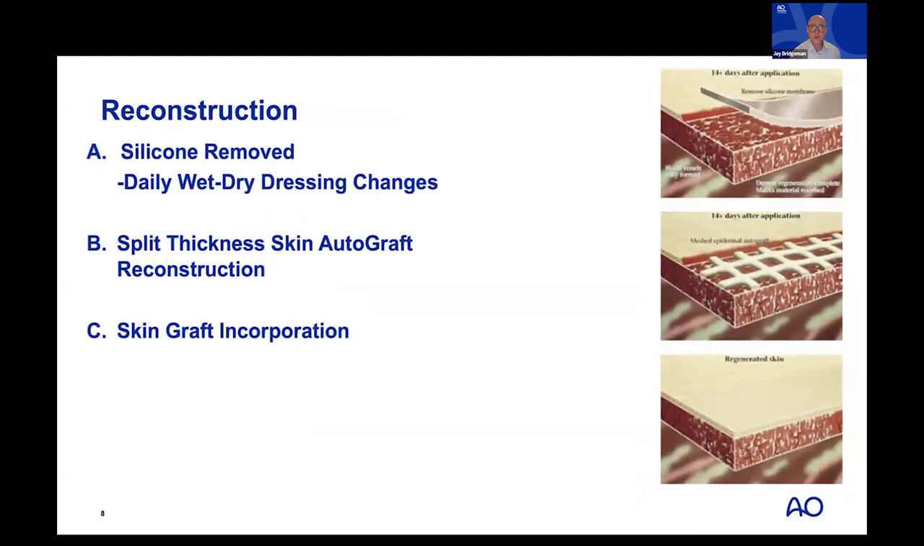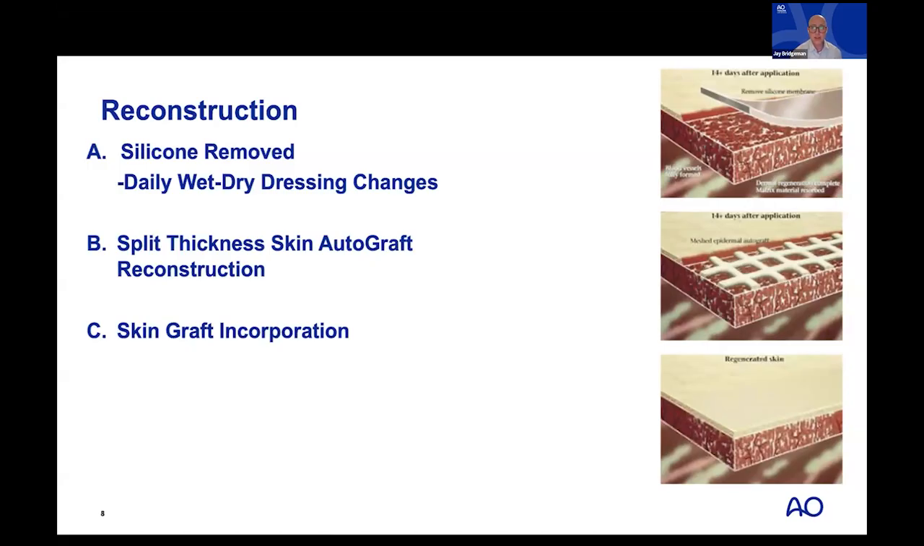Around the third or fourth week, the silicone layer will loosen. It's initially adherent to the bilayer, and then as it loosens up, you can see that there's kind of air between the silicone and the lower levels. And so then in the clinic visits, the silicone layer is removed. At that point, it's important to keep the wound moist. So I instruct the patients to do daily wet-to-dry dressing changes.